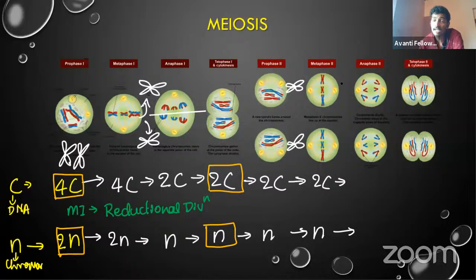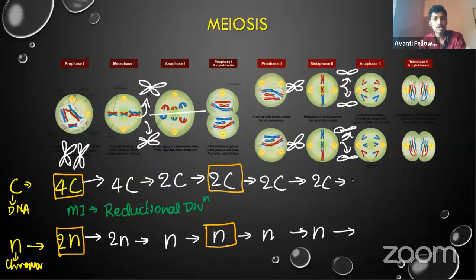So here the centromere breaking is happening. That means single chromatids are moving in different directions. This will go to this position, this will go to this position, this will go in this direction, and this will go in this direction, right? So centromere breakage or chromatid separation is happening.